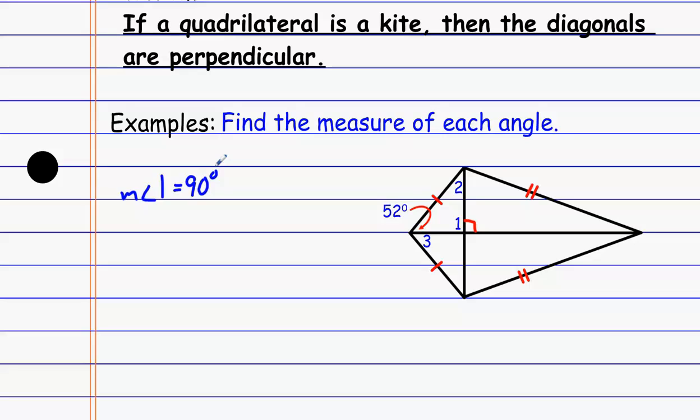And then from here we can find angle 2 pretty easily because we have a triangle here, and we know that the three angles inside a triangle have to add up to 180. So if we know that angle 1 is 90 degrees, and the angle that's labeled as 52 degrees, we know that the last angle, angle 2, has to be 38 degrees.